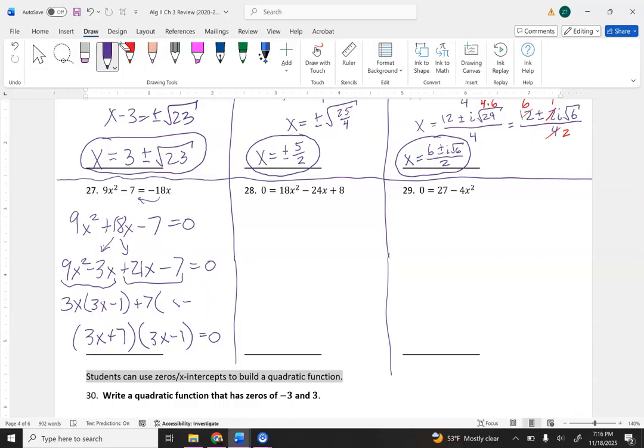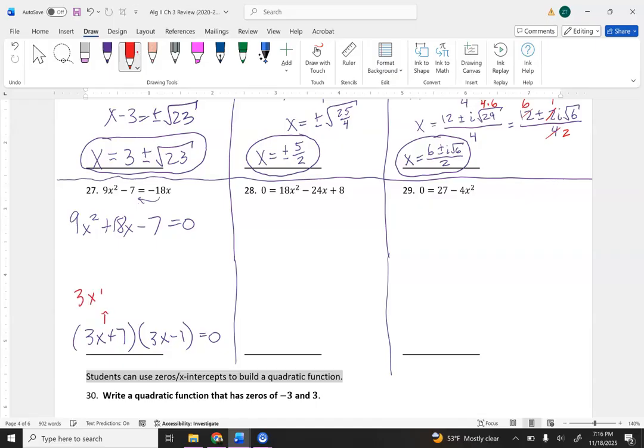All right, now we're not done. I ran out of space, but we have to solve this. We have to tell what x values actually make this equal 0. So for each parenthesis, we need to know when is that parenthesis equal to 0. So when is 3x plus 7 equal to 0, and when is 3x minus 1 equal to 0. So you just solve each of these equations.